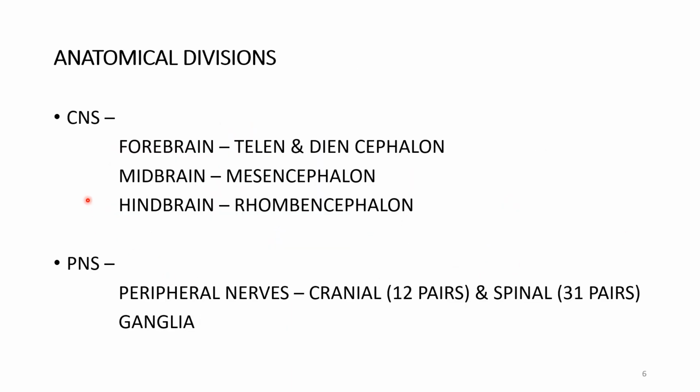Then coming to anatomical divisions. Anatomically, we can divide it into the central nervous system and the peripheral nervous system. The central nervous system consists of forebrain, midbrain and hindbrain. Forebrain consists of telencephalon and diencephalon. Midbrain consists of mesencephalon and hindbrain consists of rhombencephalon. Whereas the peripheral nervous system contains the peripheral nerves, and these are 12 pairs of cranial nerves and 31 pairs of spinal nerves and their ganglia.